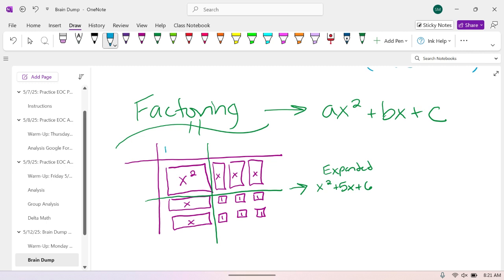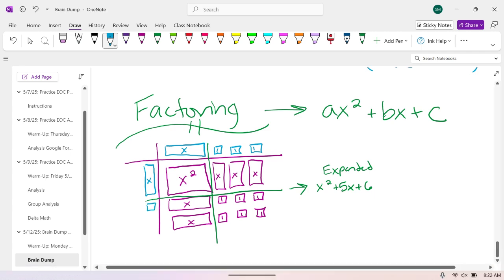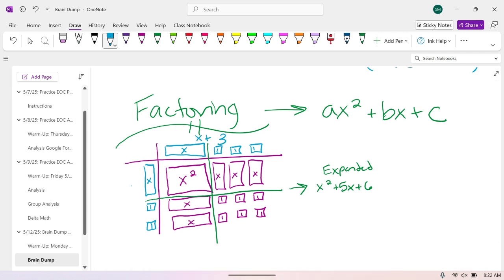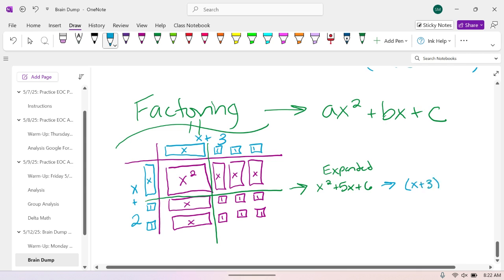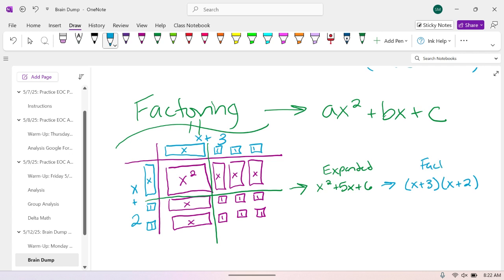Factored, it's all about side length. So this would be an x side length. This would be an x side length. This would be one side lengths. This would be one side lengths. So we end up with x plus 3 over here, x plus 2 down here. This would be x plus 3, x plus 2, and that's factored.